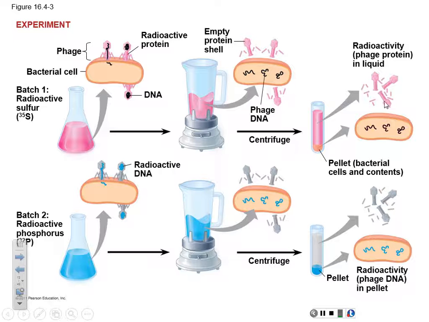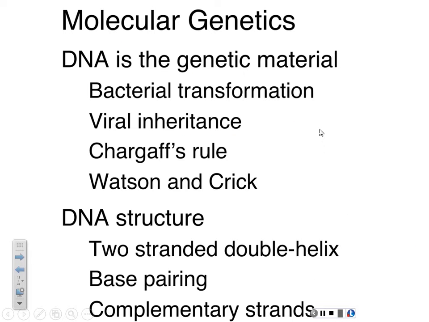And what they found is the radioactive sulfur at the beginning of the infection was always on the outside, and the radioactive DNA, the phosphorus, was always on the inside. It was in the pellet. That's where the radioactivity was. Here, it's in what's called the supernate. So that's the Hershey and Chase experiment. And again, that sets up the stage for Watson and Crick to come along, because this viral inheritance work gets done in 1952.